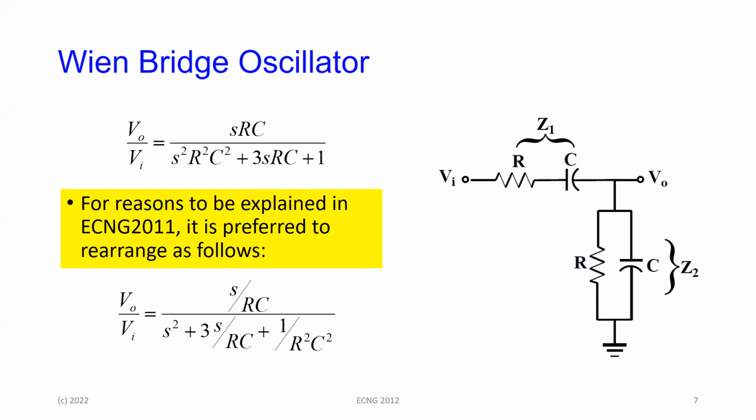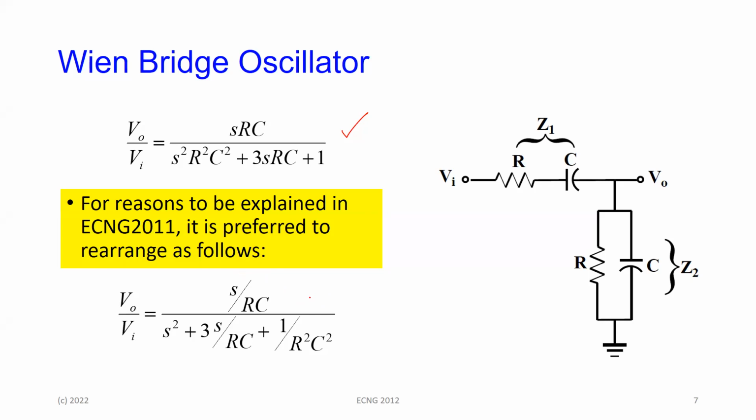That V out over V in is SRC over S squared R squared C squared plus 3SRC plus 1. For reasons that we'll come to when we talk about the Fourier transform, it is usually preferred otherwise. It is not wrong to have it this way. If I ask you to derive the output for the Wien bridge and you leave it like that, you'll get the marks. But it is preferred, and we'll see why.